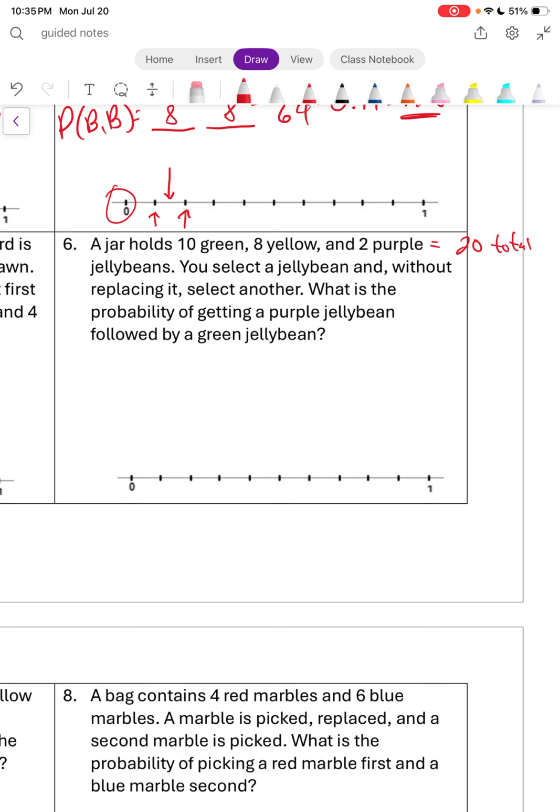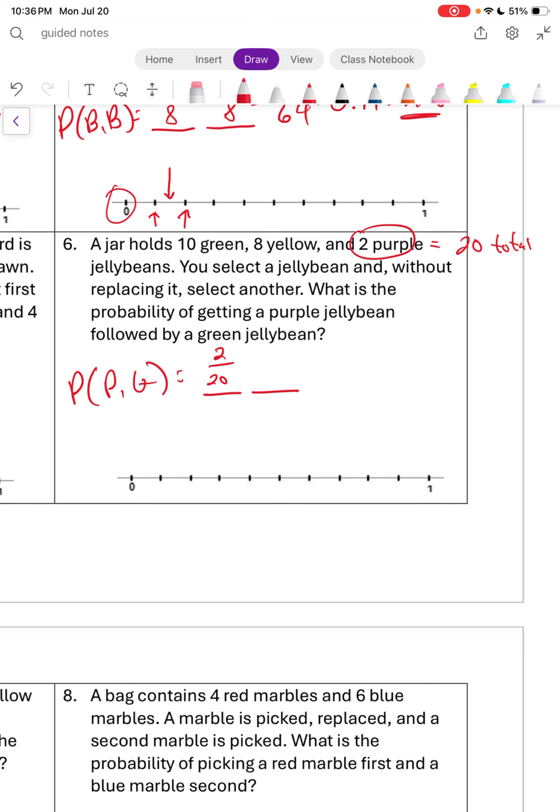You select a jelly bean, and without replacing it, you select another. So we're picking 2. It says, what is the probability that we get a purple followed by a green? Purple, then green. Again, 2 things happening. What's the probability we get a purple? Well, there's 2 purples, and there's 20 jelly beans.